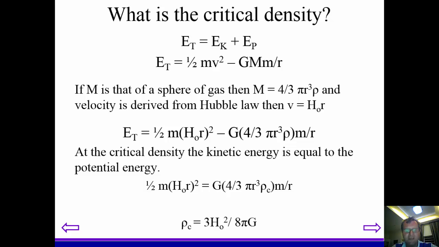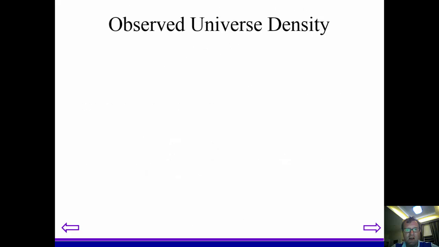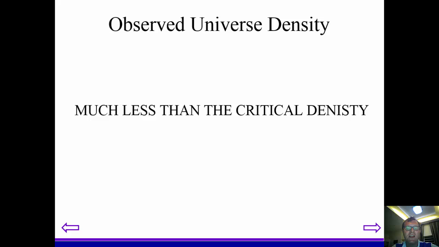So we've got a critical density. That's interesting enough, so we should be able to make a prediction about this. Observed universe density, let's see what it tells us. It is much less than the critical density, indicating there's not enough matter there. Yet scientists haven't given up on this idea of reaching a critical density.